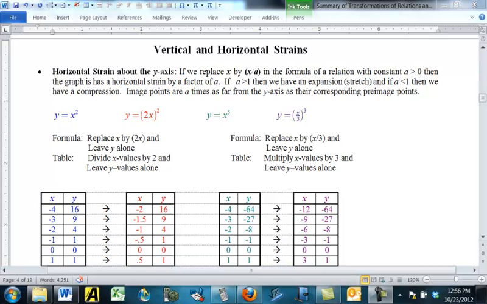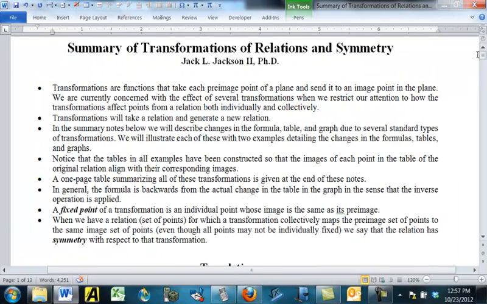We're going to be looking today to continue our series of these little lectures on summarizing what we found out about doing transformations. And this one is going to be talking about vertical and horizontal strains and dilations. So, basically, expansions and compressions. Okay?